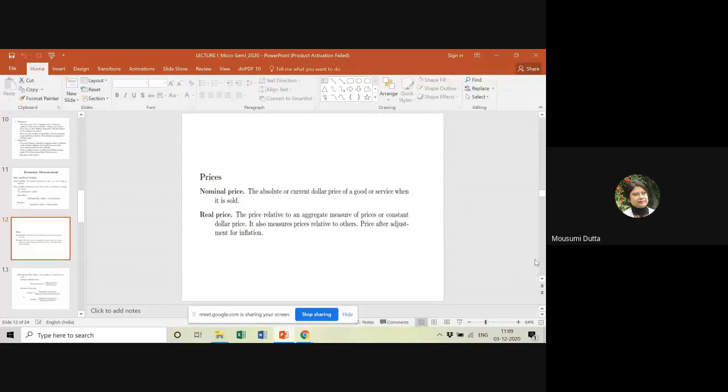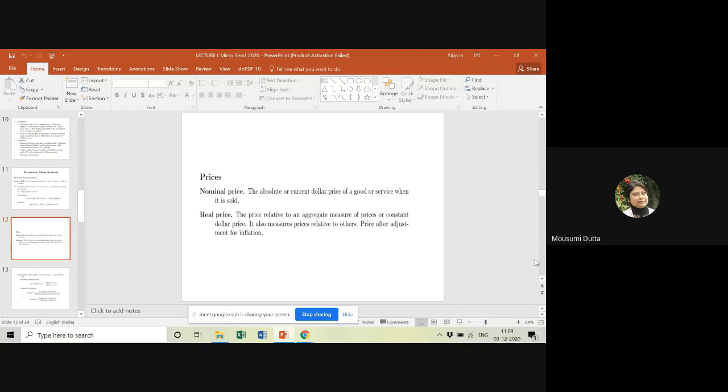Now, if we talk about prices, in microeconomics, we will talk about two types of prices: nominal price and real price. Nominal price is the absolute or the current price. If you consider in terms of the exchange, the universal exchange happens in terms of dollars. So the absolute or current dollar price of a commodity or service when it is sold. Actual price.